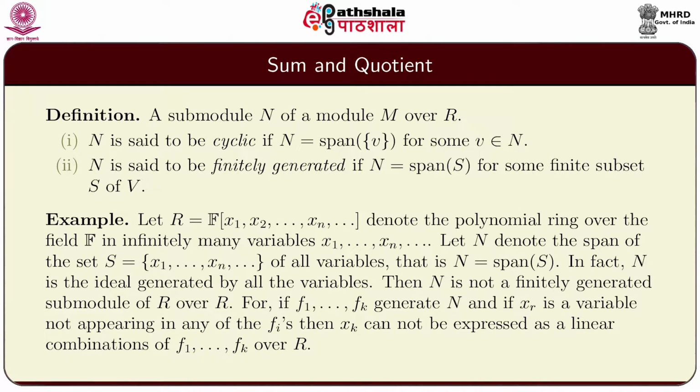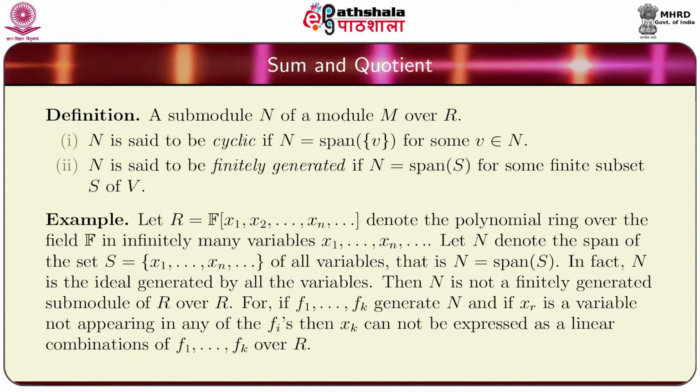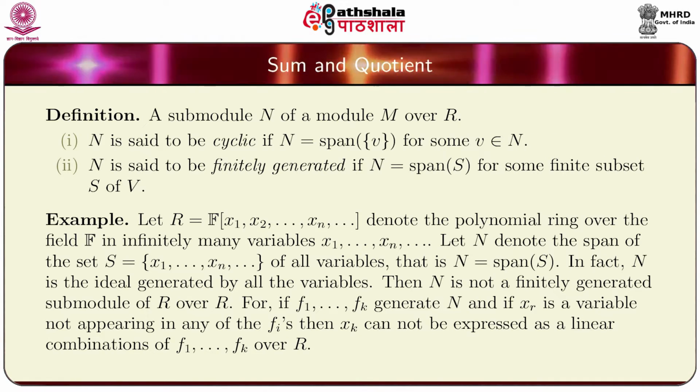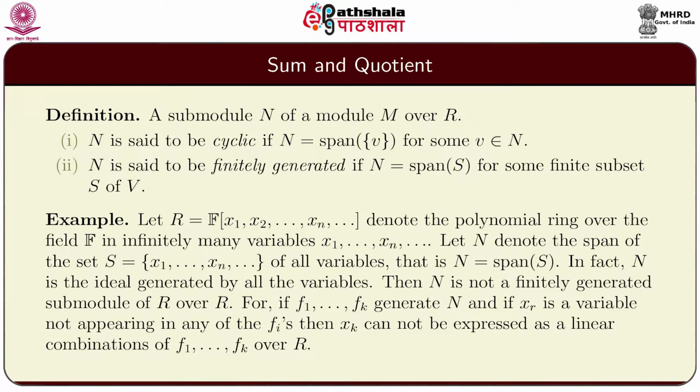Why not? Suppose that N is generated by finitely many polynomials, say f1, f2 and so on fk. Now each polynomial involves at most finitely many variables by definition of the polynomial ring. Therefore, finitely many polynomials f1, f2 and so on fk can involve at most finitely many variables from this infinite set of variables. So, suppose xr is a variable which is not appearing in any one of the fi's, then it is an easy observation that xr cannot be expressed as a linear combination of f1, f2 and so on fk over R. And that proves that the span of S cannot be finitely generated as a submodule of the module R over the ring R.